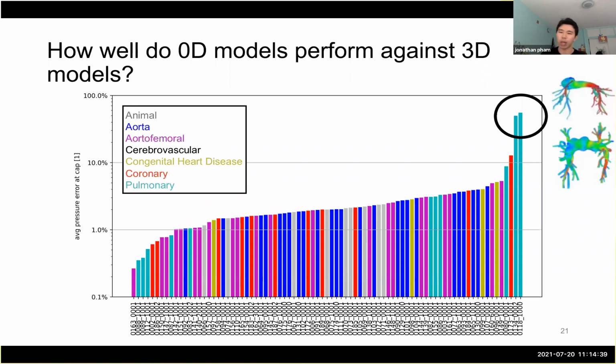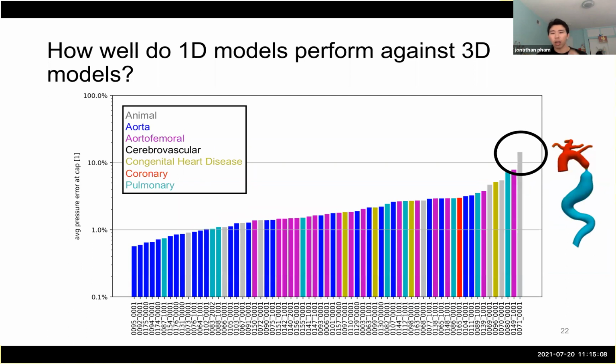But one theory as to why this is happening is that there are these large area changes that happen across a junction in a pulmonary model. And right now, our 0D models currently don't take that effect into account. So these large area changes in the junction can lead to drastic pressure changes in those areas. And so future work would entail creating a new junction block that can model this type of pressure loss in our junction.